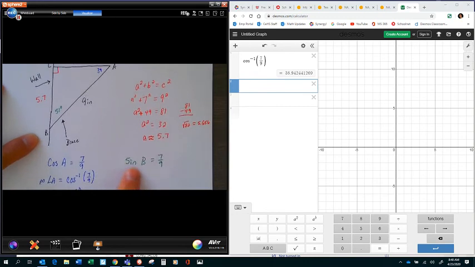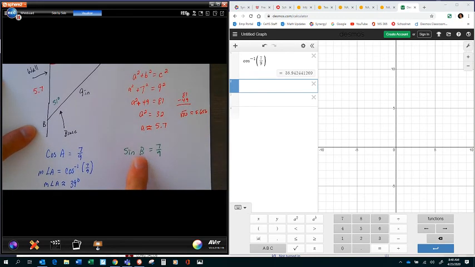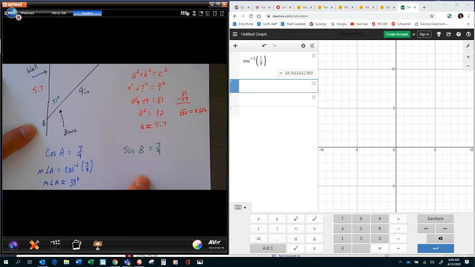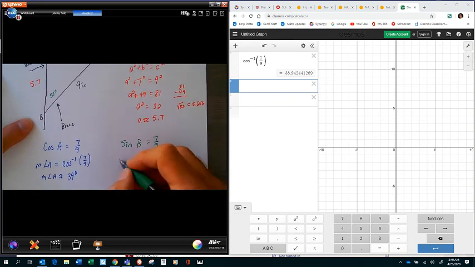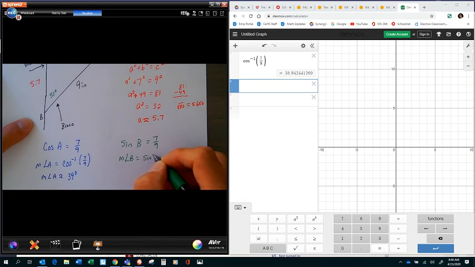But that should then say that if I find this angle measure using the sine, that should come up with 51 degrees. Let's go ahead and try it. So we're going to say the measure of angle B is equal to the inverse sine of 7/9. And so the measure of angle B is approximately equal to 51.